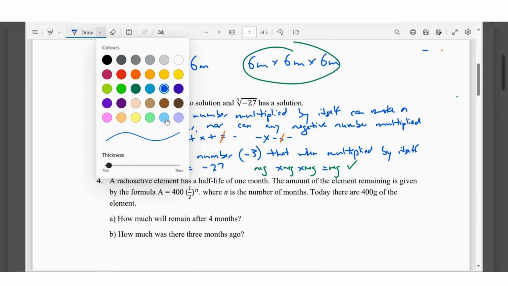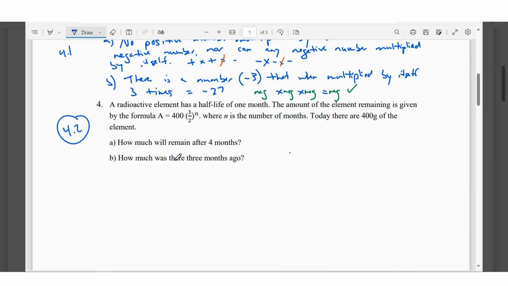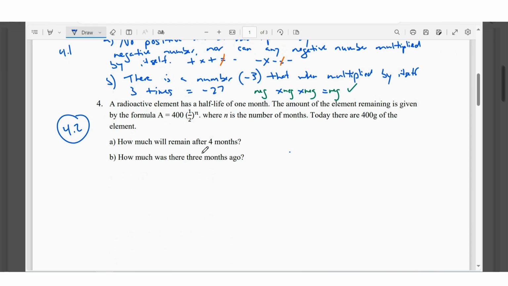These next questions, I think those ones were all 4.1, and this is 4.2. So these ones are dealing with our positive and negative exponents. And these questions, for the most part, give you the formula. I think often making your own formula can be quite difficult, and most of the questions that I've given you already give you the formula, which can be really helpful.